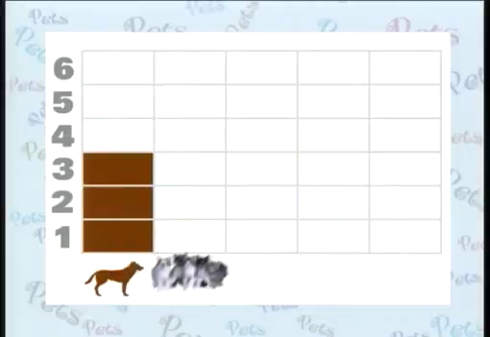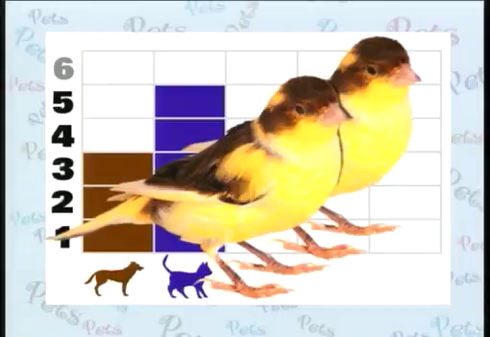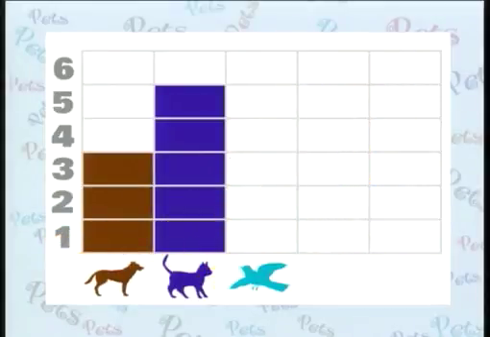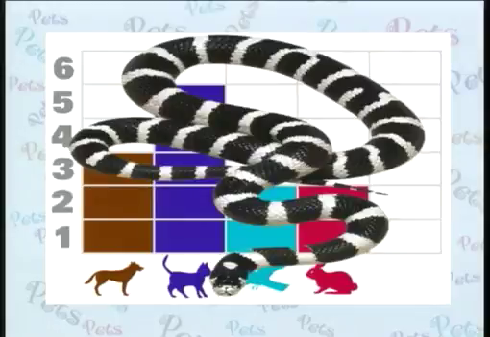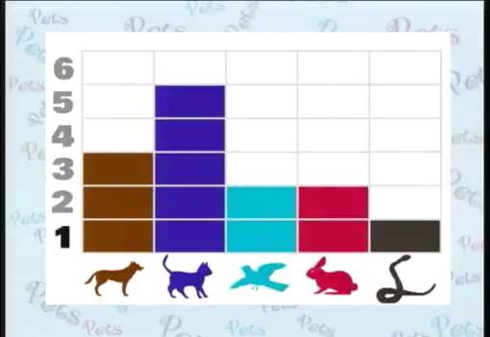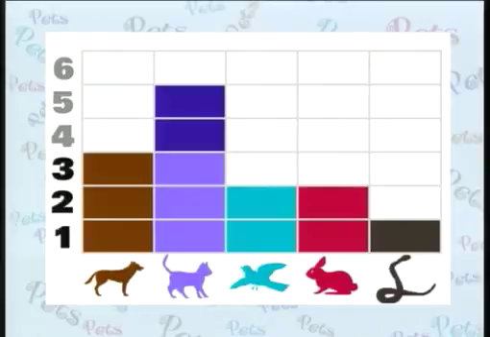There were 3 dogs, 5 cats, 2 birds, 2 rabbits, and 1 snake. What was the favorite pet in her class? The tallest bar was the bar over the cat. Cats were the most popular pet.